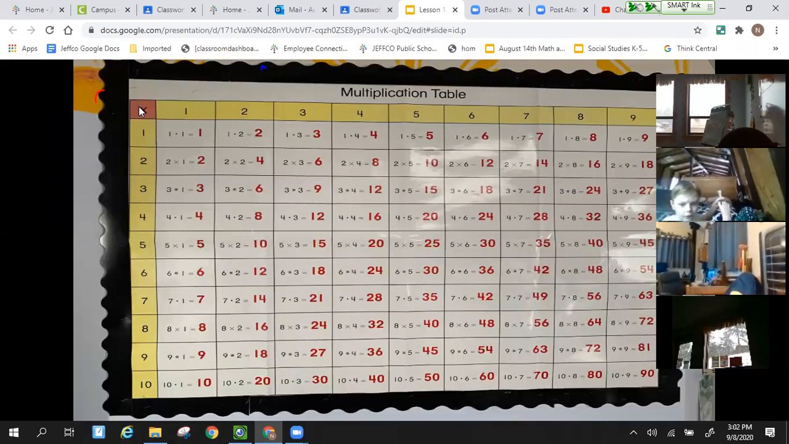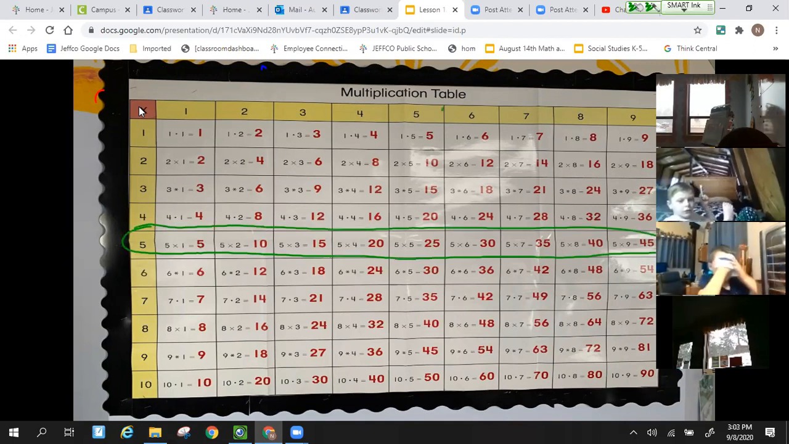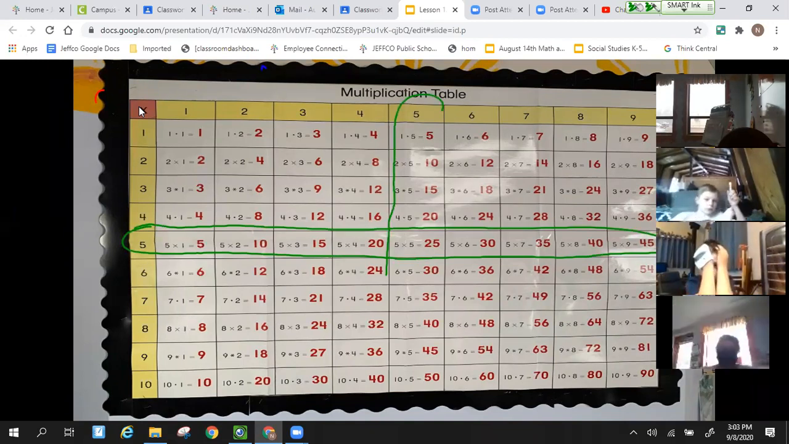I want you to focus on the 5s. So watch what I'm going to do. I'm going to highlight the 5 row, and I'm going to highlight the 5 column. So we're going to use this to help us.